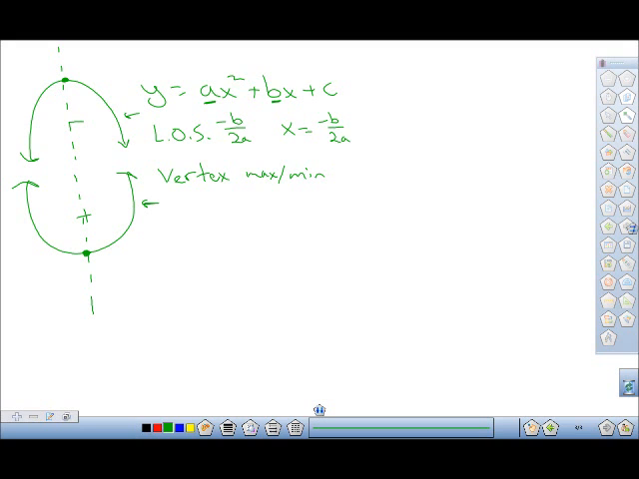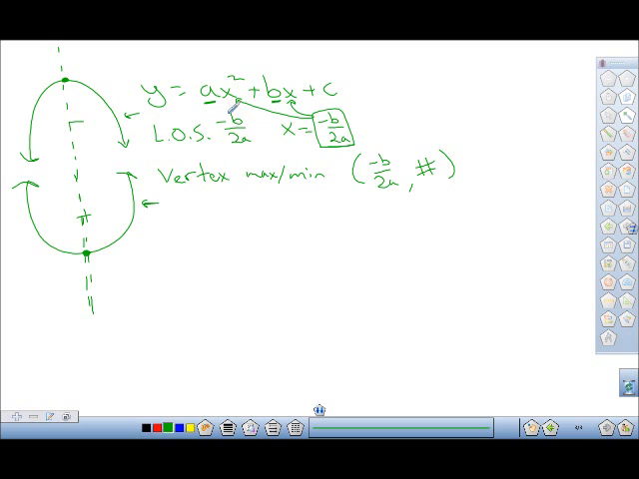Now the vertex we can find very easily. We take our line of symmetry and we plug that in for our x value. You actually plug in negative b over 2a, whatever you got, because your line of symmetry runs straight through your vertex. You plug that in, and whatever you get after you plug your line of symmetry in for x, there's your vertex.